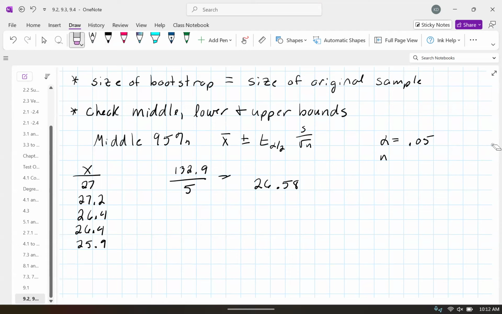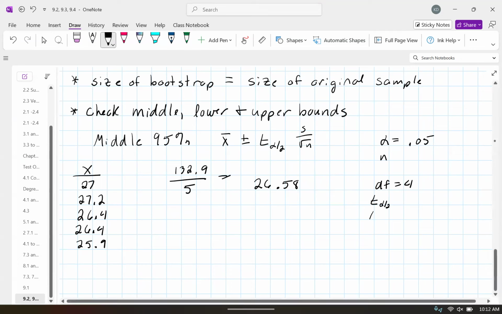Now, if we were going to do the whole thing, we would say, okay, find our new mean. How does that match with our old one? Is it close? And then you would find the middle 95. Let's see, our n is 5, so our degrees of freedom are 4. And my T alpha over 2 corresponds to T.025. So, I didn't give a standard deviation.